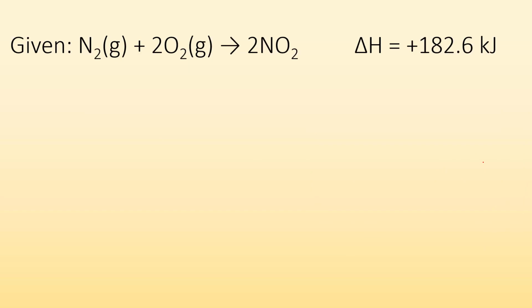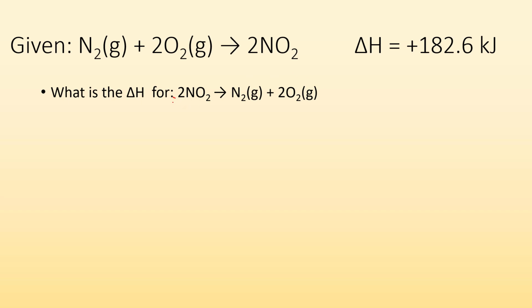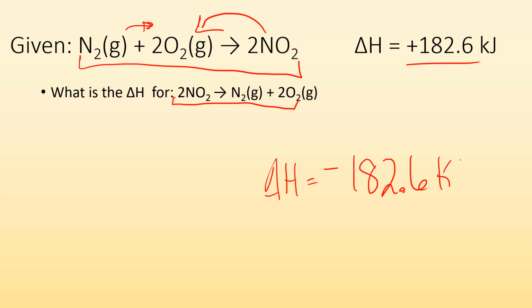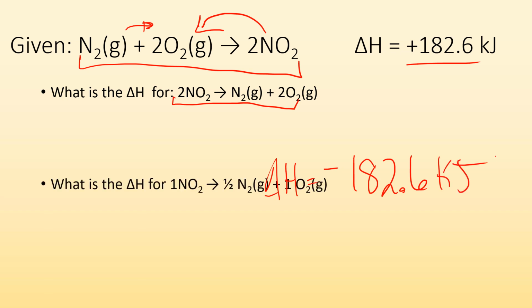All right, so given this nice and balanced thermochemical equation, what is the delta H for it? Ooh, what's different about this equation? Well, if I look at this equation and I compare it to this equation, it's the same thing as the first one, but going backwards. So instead of having a positive 182.6 kilojoules, which is for the forward reaction, they're asking about the reverse reaction, my delta H would be negative 182.6 kilojoules. That's it.